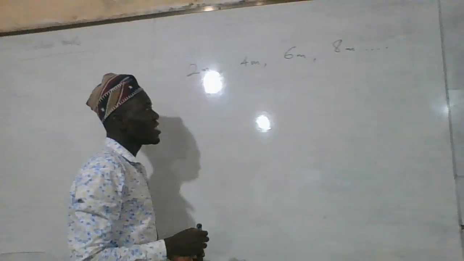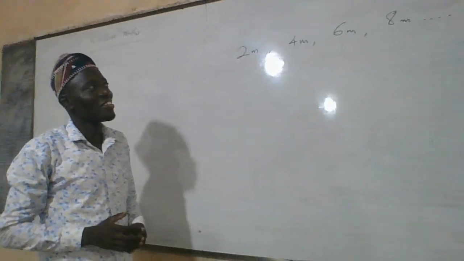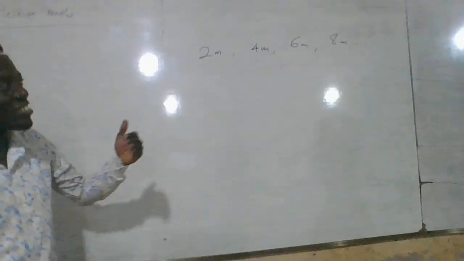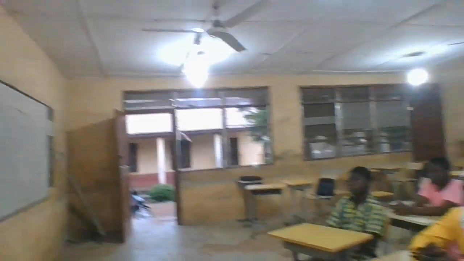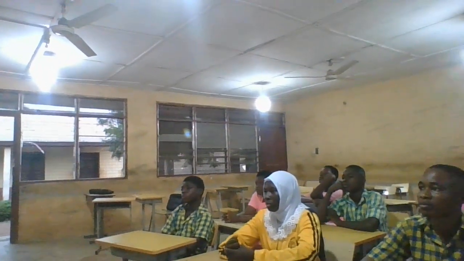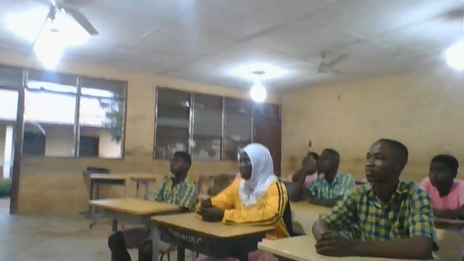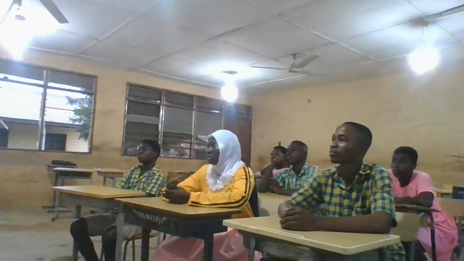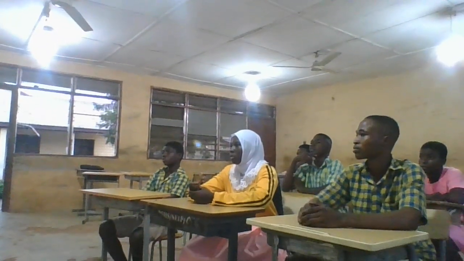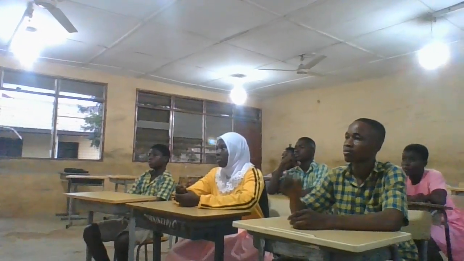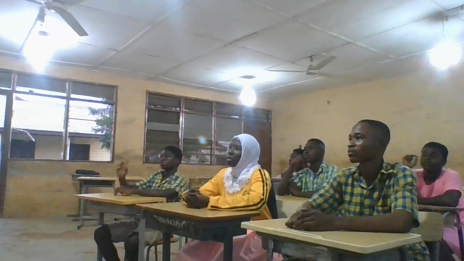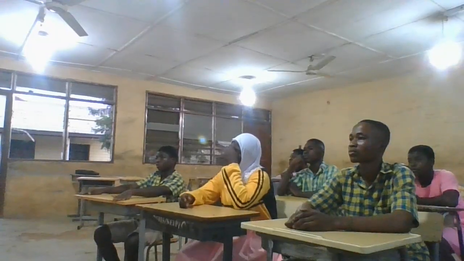Now, from this linear arrangement, can you help me tell where I should place the fifth chair, the interval at which I want to place the fifth chair? Can someone help me with that? Yes. 10 meters, that's very good. What of the sixth chair? If I want to identify the position of the sixth chair, yes. 12 meters. What of the seventh chair? 14. That's good. Let's clap.